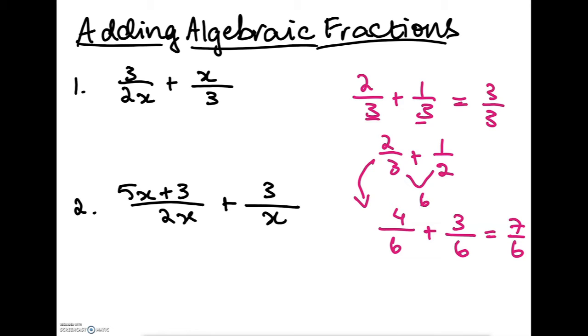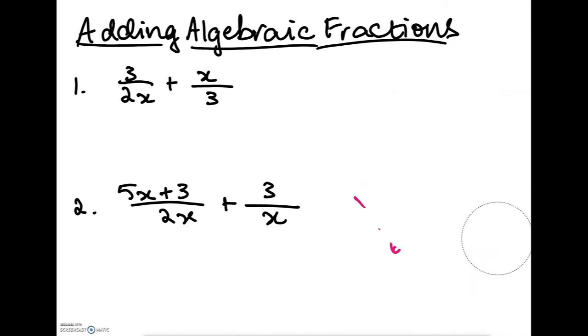Now, when you're doing algebraic fractions, it's going to be the same thing. So you're just going to find a common denominator. And in some ways, the easiest way to get a common denominator is to just multiply your two denominators together. So let's erase everything over here and let's work on question number 1. So our denominator is 2x, and then we also have 3. So if we multiply those two together, we're going to get 6x. So that's going to be our common denominator.